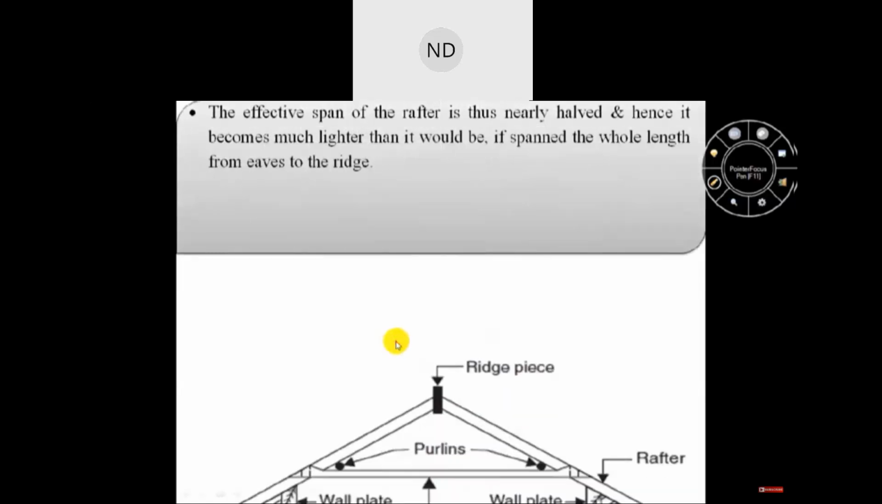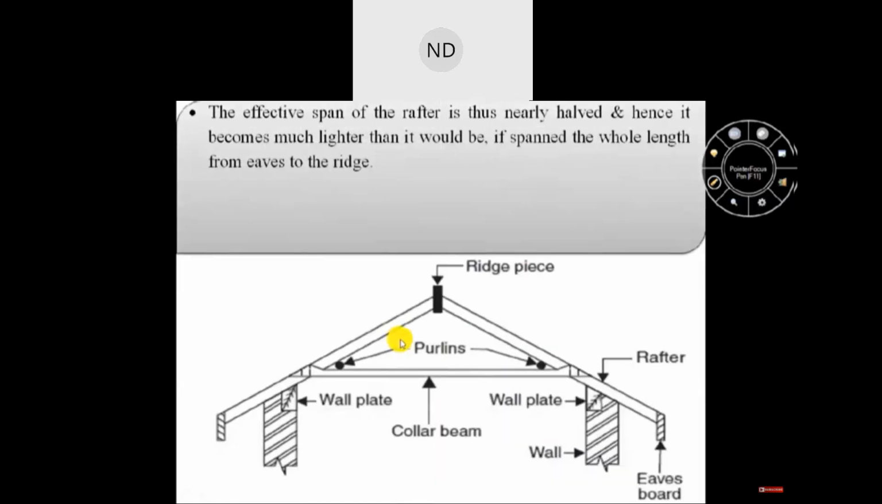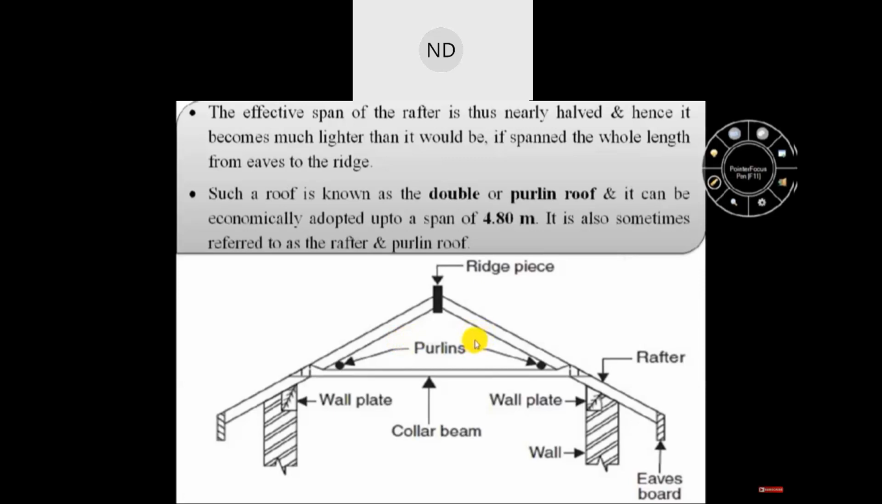The effective span of the rafter is thus nearly half, and therefore it becomes much lighter than it would be if it spanned the whole length from the eave to the ridge. Such a roof is known as the double or purlin roof. It can be economically adopted up to a span of 4.80 meters. It is also sometimes referred to as the rafter and purlin roof.